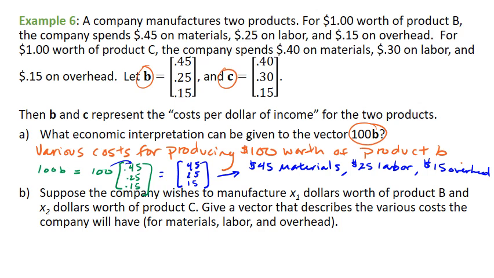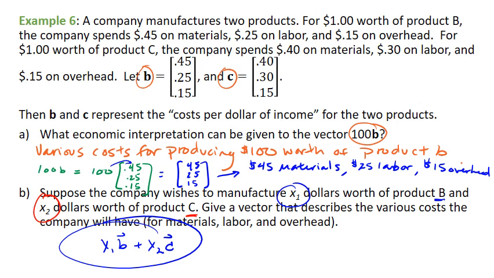So in part C, it says, suppose the company wishes to manufacture $X1 worth of product B and $X2 worth of product C. Give a vector that describes this. So really, it's pretty straightforward. Don't make it harder than it has to be. We'll write the linear combination X1 times B plus X2 times C. And that's it. And this concludes section 1-3.